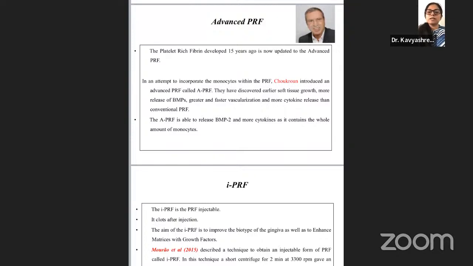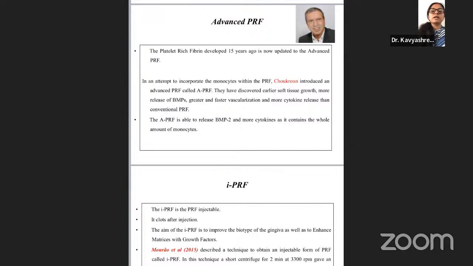Then the next one is advanced PRF, that is APRF. APRF means they wanted to achieve bone formation. In normal leukocyte PRF, there was collagen formation and angiogenesis. They wanted to incorporate the release of BMPs, that is bone morphogenetic proteins, so they started using monocytes along with the PRF. That is called advanced PRF. The platelet-rich fibrin, developed 15 years ago, is now updated to advanced PRF in an attempt to incorporate the monocytes within the PRF. This was introduced by Choukroun, who is known as the father of PRF or the platelet concentrates. They have used it for soft tissue growth and various bone formation or ridge augmentation.